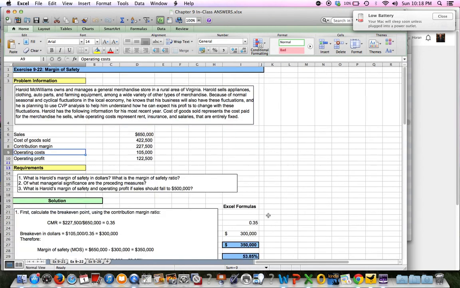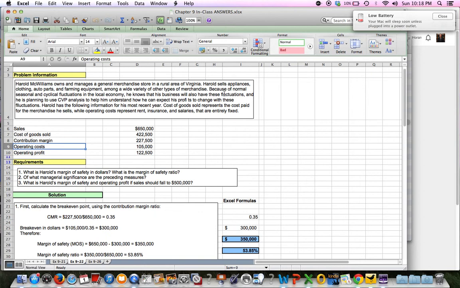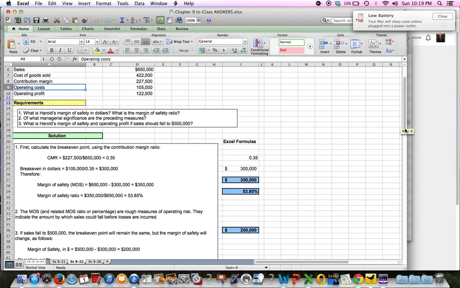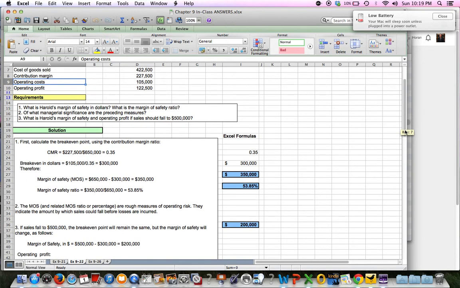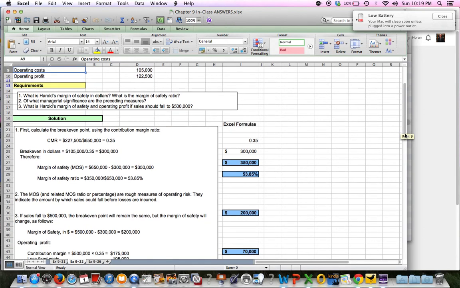And then 9-22, we've got a general merchandise store in rural Virginia. Harold sells appliances, clothing, auto parts, and farming equipment, among a wide variety of other types of merchandise. Because of normal seasonal and cyclical fluctuations, he knows his business will have these fluctuations. He's planning a CVP analysis, basically how much he would expect profits to change based on some information. So we want to figure out his break-even and his margin of safety and a few things like that. So first is to calculate his break-even point.